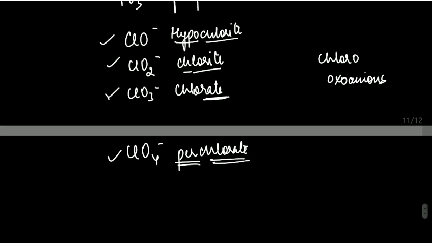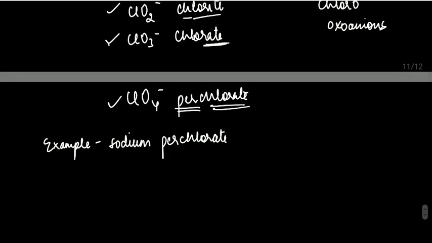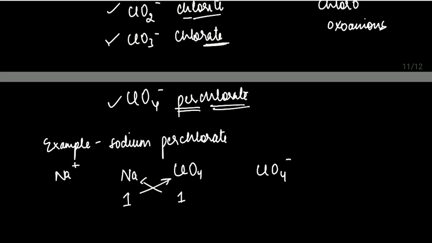So let's take an example of a compound, sodium perchlorate. So sodium perchlorate, sodium valency, we know that is 1. We write sodium like this. Perchlorate is ClO4, I have written above ClO4 minus. So 1 again. So if you crisscross in this, you don't have to do anything.